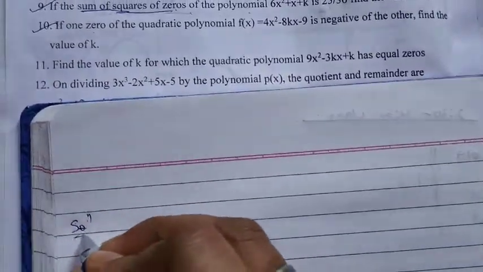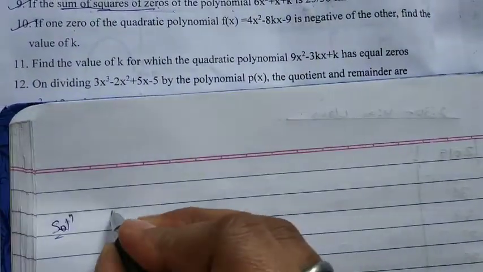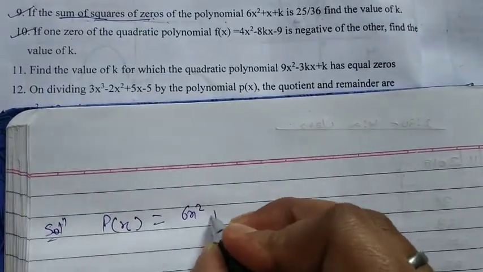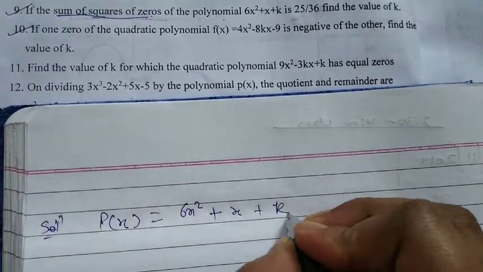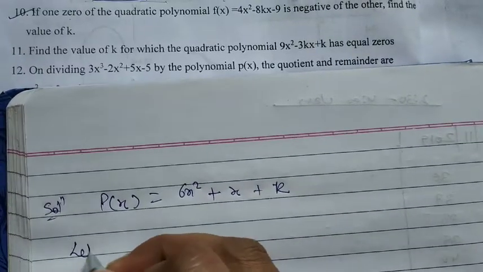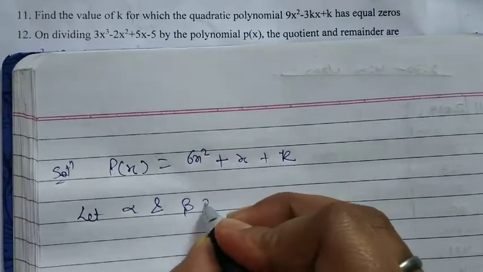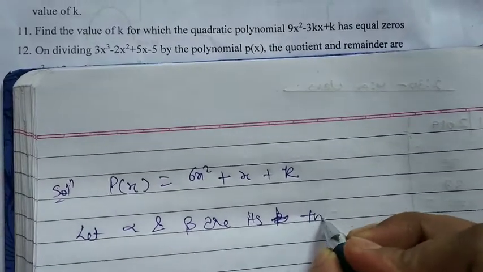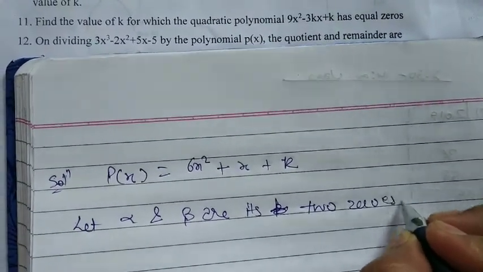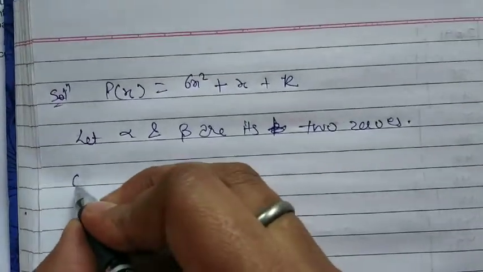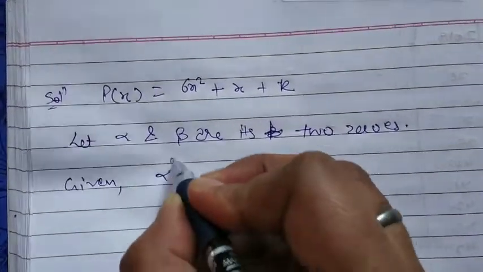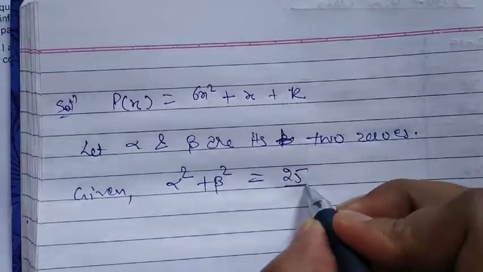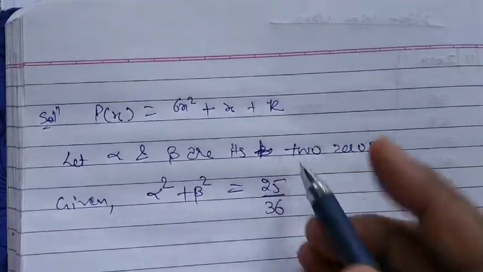Solution. In this question the polynomial is 6x square plus x plus k. Let alpha and beta be its two zeros. It is given that the sum of their squares, meaning alpha square plus beta square, is equal to 25 by 36, and we need to find the value of k.